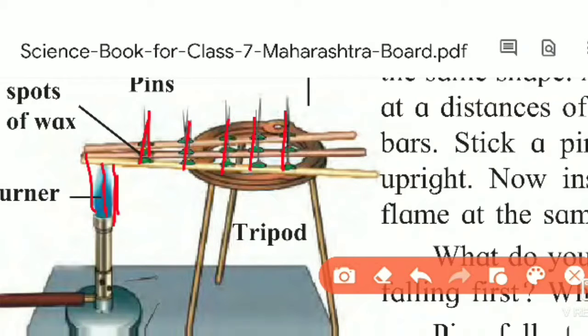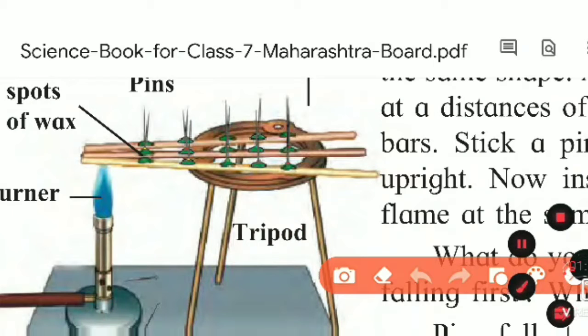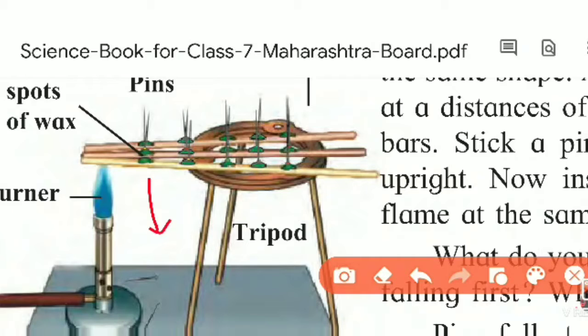Then what happens? What do you observe? Which pins will fall first? These pins, or those on that side? Yes, correct. The pins which are closest to the heat will fall first. So when we provide heat here, these pins fall first. Then the next falls, and in that way all the pins fall, but at different time intervals.